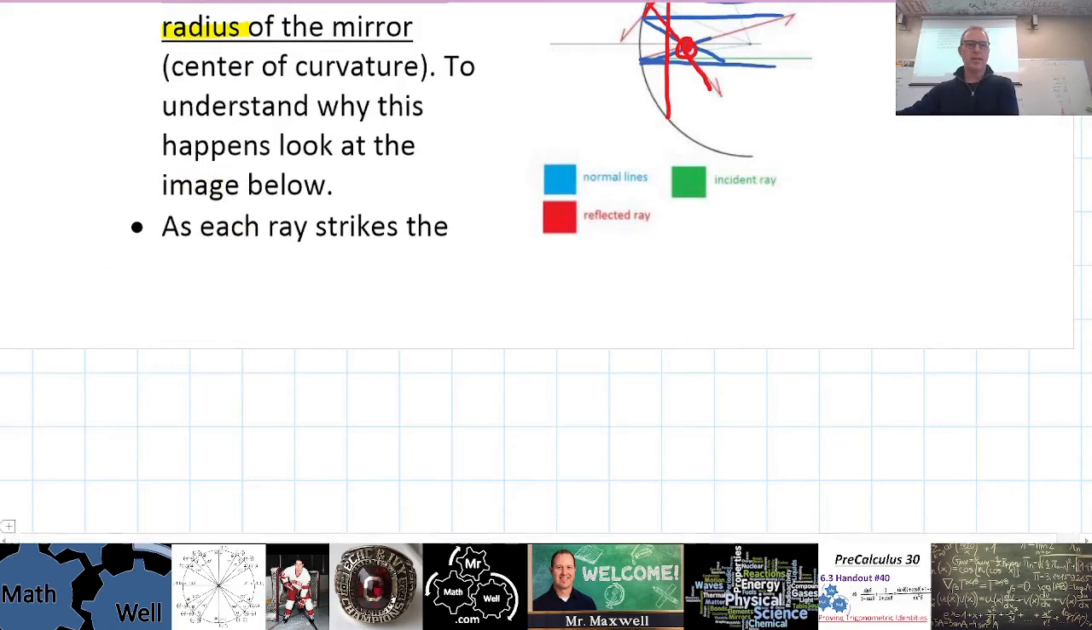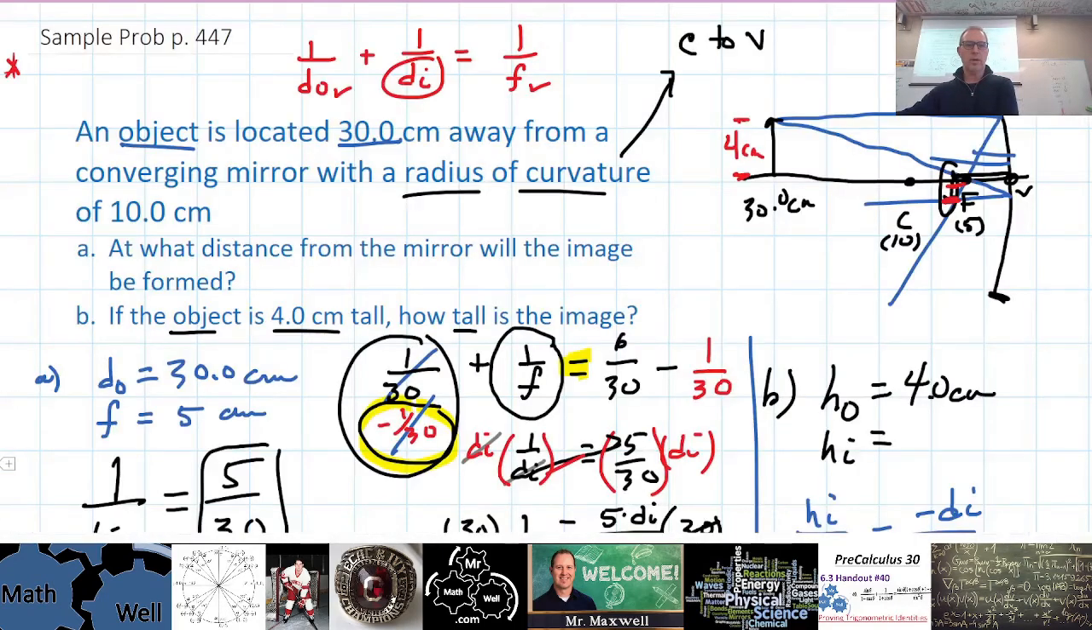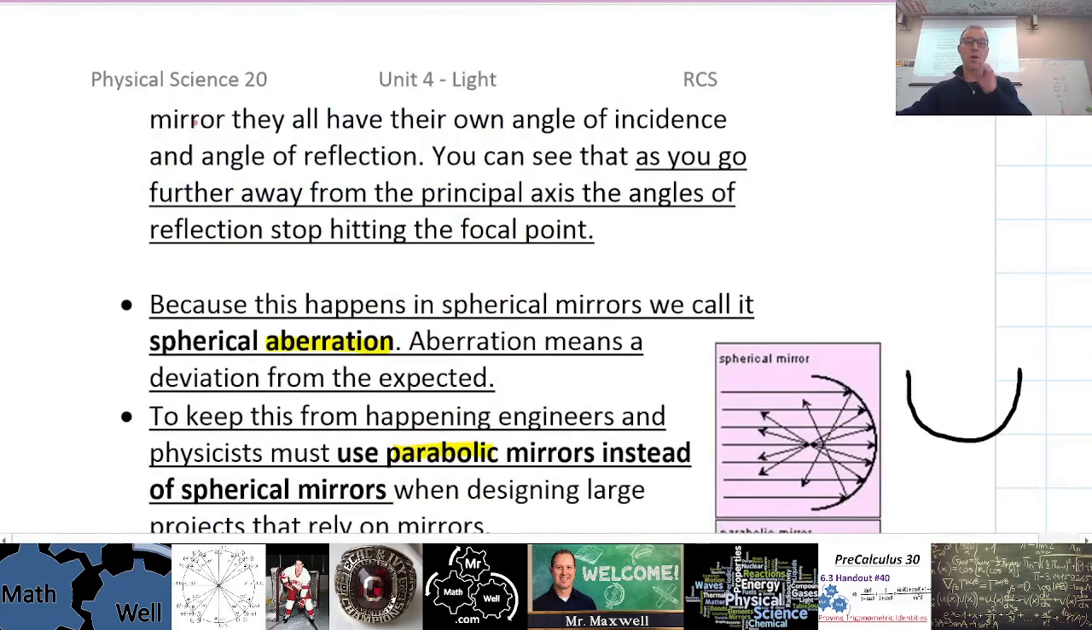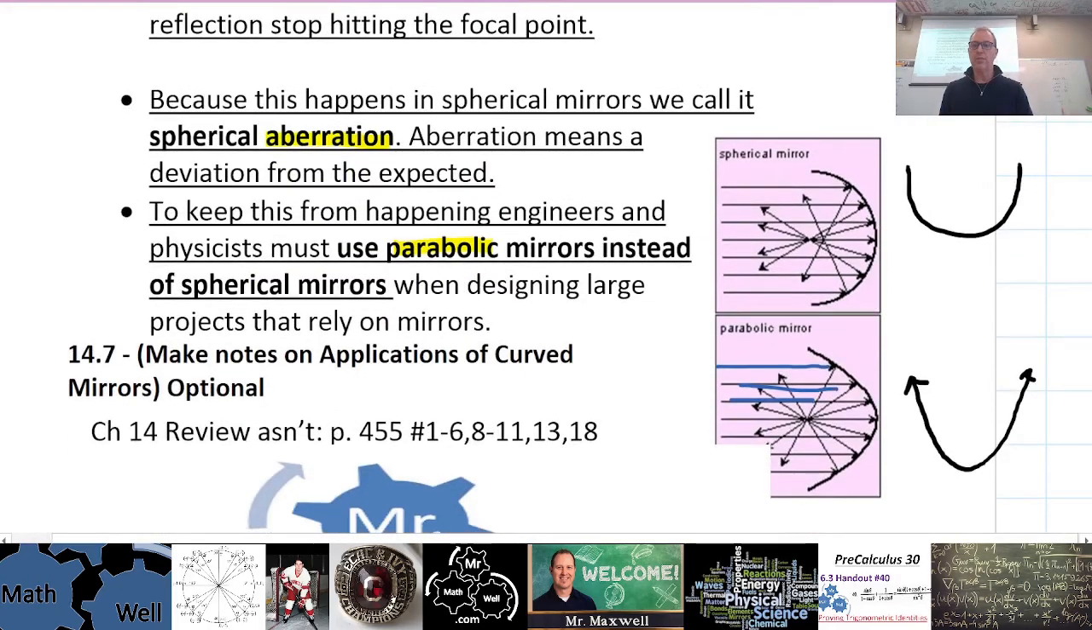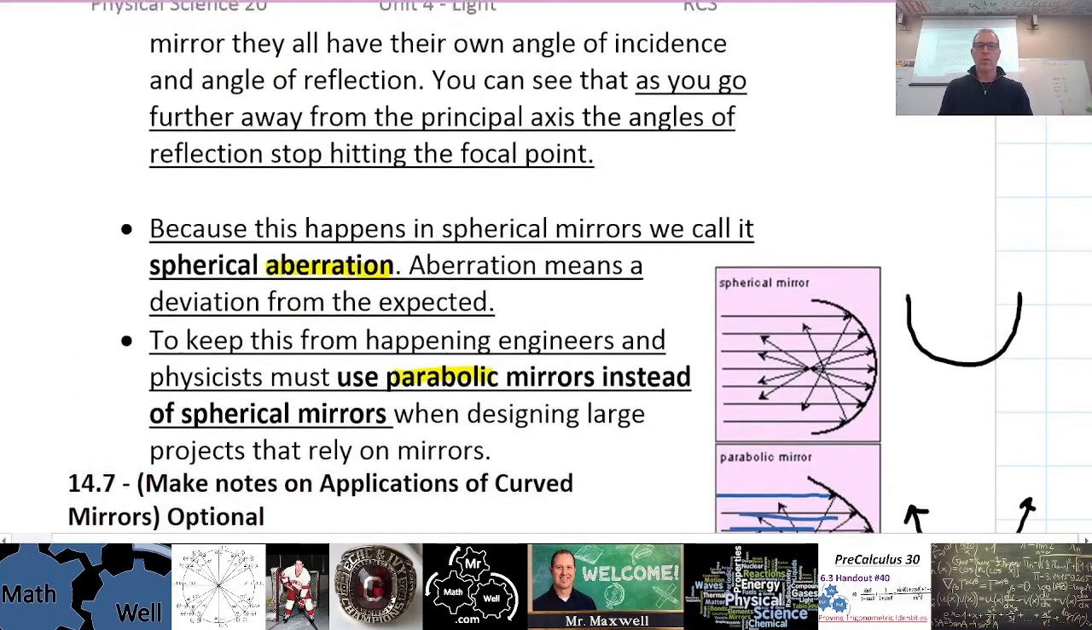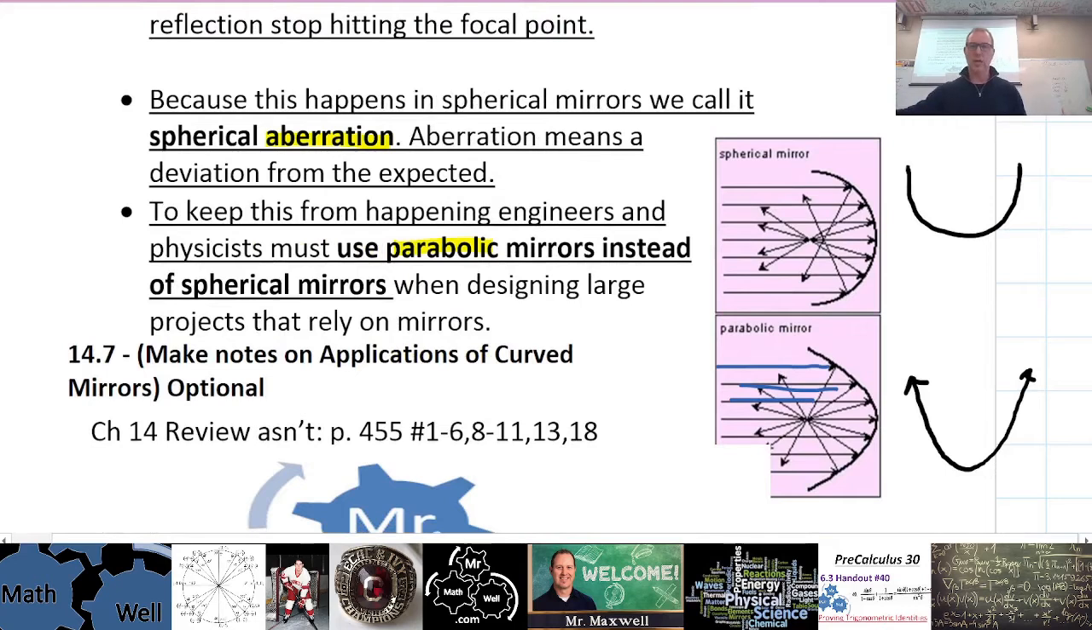So each ray strikes the mirror. They all have their own angle of incidence and angle of reflection, as we know. You can see that as you go further away from the principal axis, the angles of reflection stop hitting the focal point. So on your notes, you have these two diagrams as well, which really helps explain and show what happens here.